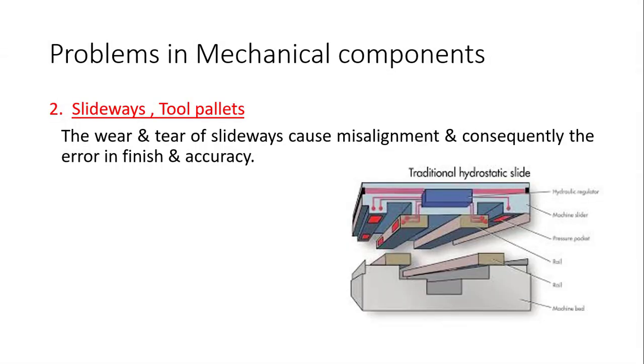Then the second is your slideway. It is again a mechanical component, along with tool pallets. Slideways are the basic component of a CNC machine. The problem associated with it is wear and tear. This can be handled in two ways: either you choose your material so that it does not wear out, or you make the surface of your slideway so hard that there is no scratching. So there should not be any difference in the finishing.